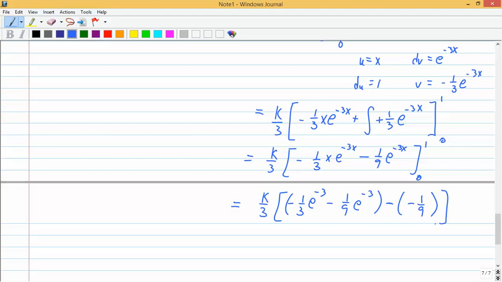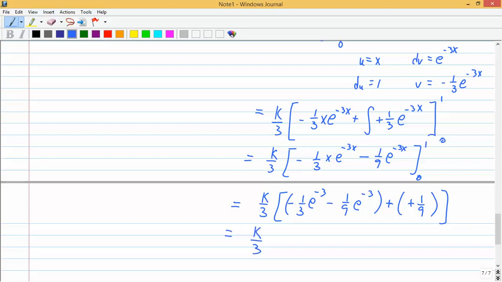Alright, so let's see if we can simplify this little monster here. Alright, so minus a negative, so that'll be plus. Looks like we have a constant of 1/9 there. Probably, if I had to guess, we're going to be able to factor a 1/9 out.